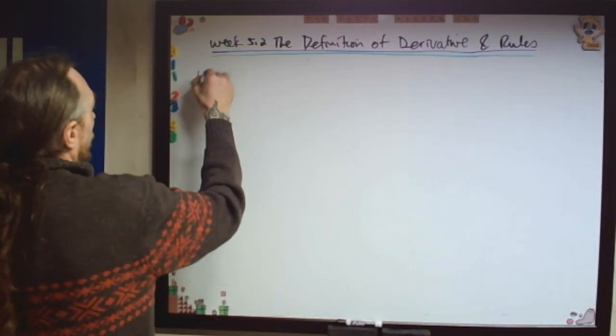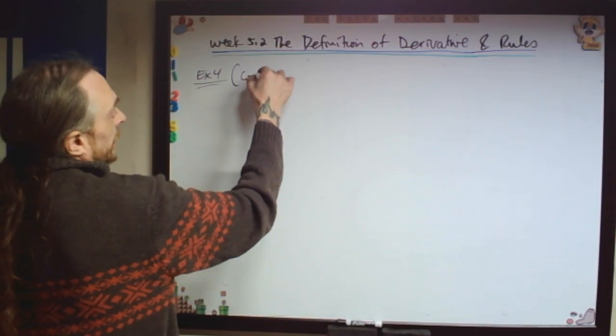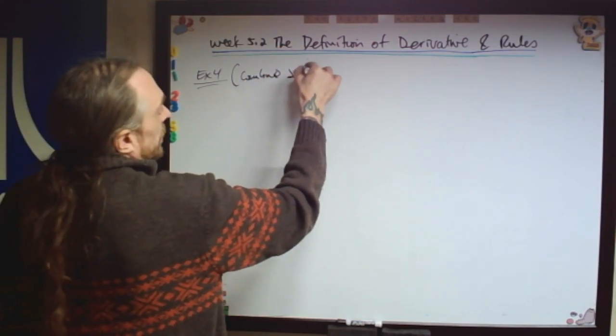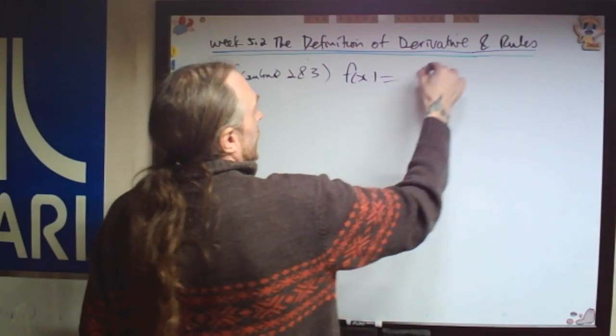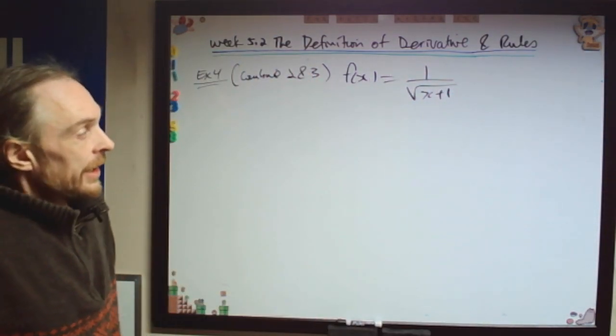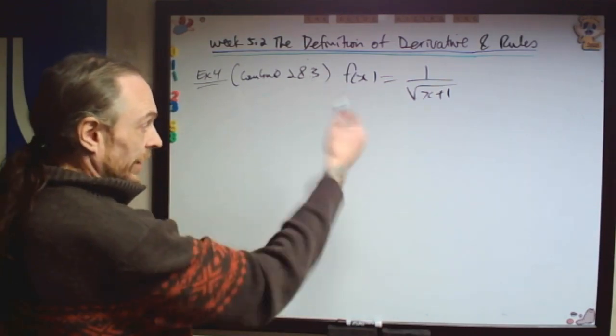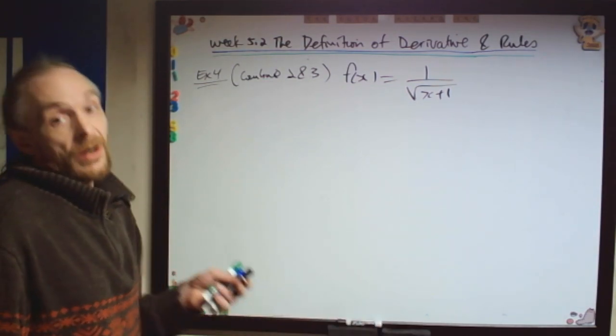Okay, example 4, combining examples 2 and 3 above. Let f of x equal 1 over the square root of x plus 1. So now I have the fraction and I have the square root, the radical. So I'm going to have to do both dirty tricks to get the h out of the top of this definition.